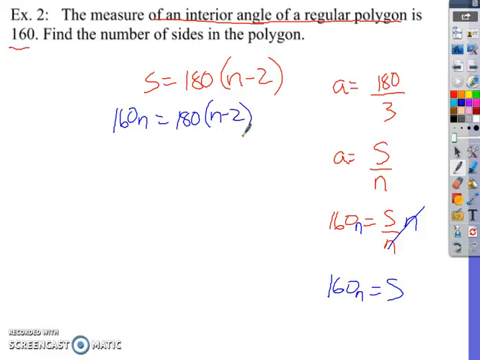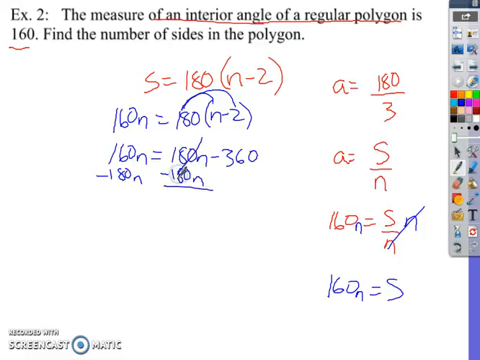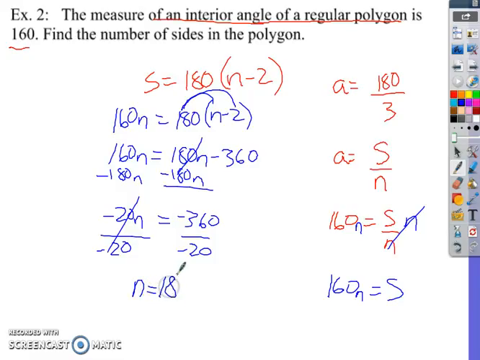What do I want to do next? Yes, distribute. So I'm going to just bring my 160N down. 180 times N is 180N. 180 times negative 2 is minus 360. Then, of course, I can just subtract 180N from both sides. When I do that, I have negative 360 on the right, and I have negative 20N on the left. Of course, then I'll divide both sides by negative 20. And N equals 18. Yes?